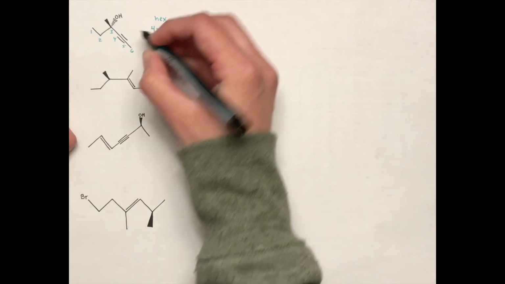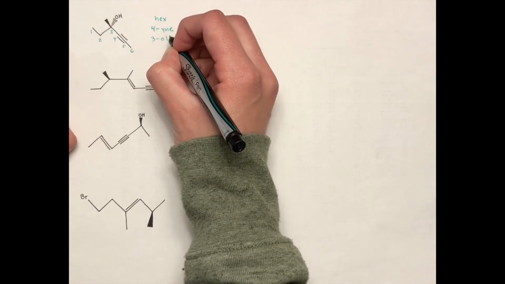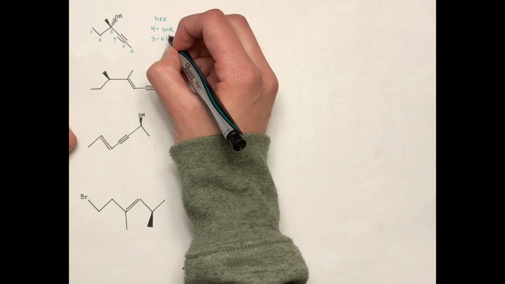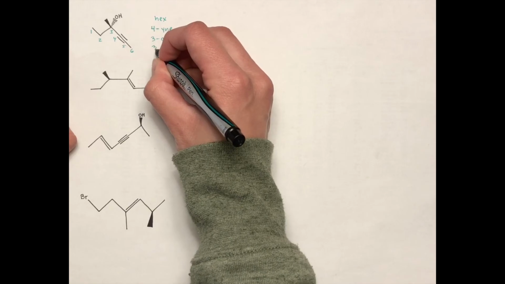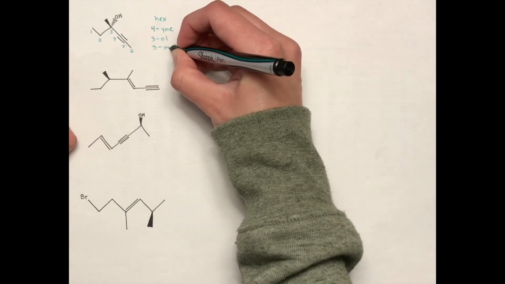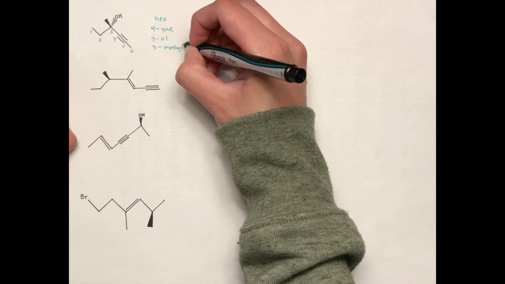And then let's see, at carbon number 3, we have an alcohol group. And what else do we got? Oh, carbon number 3, we also have a methyl group. Okay. Excellent. So let's put this together.